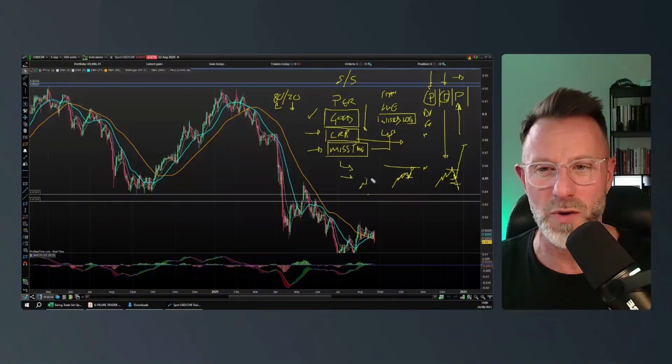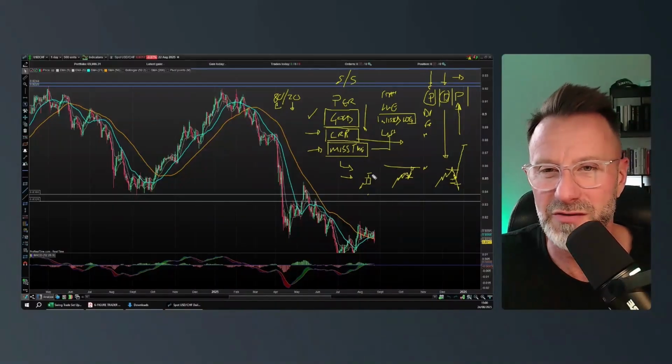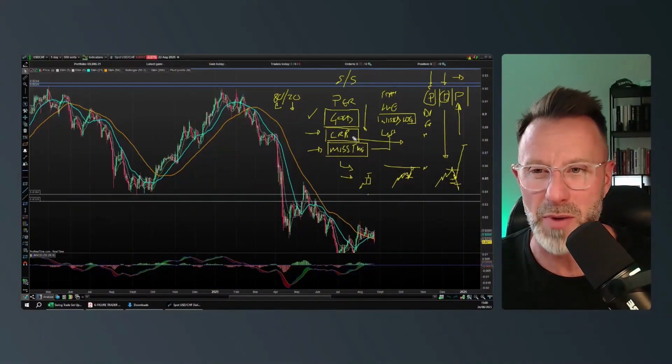Price started to move away from me, and I jumped in late because I didn't want to miss on what I thought was going to be a big move. My journaling tells me that. I can then log it, bang, as a CRB.